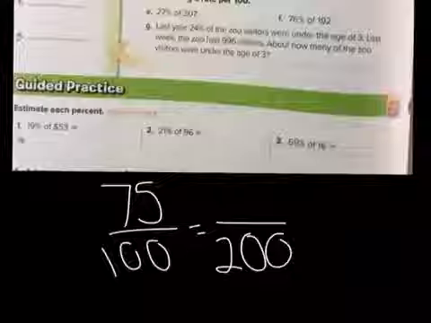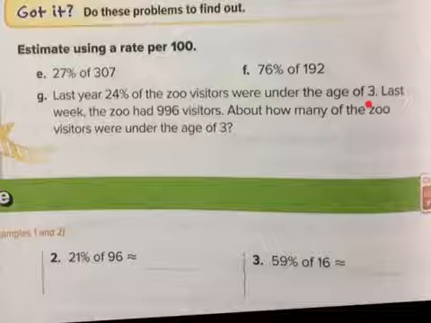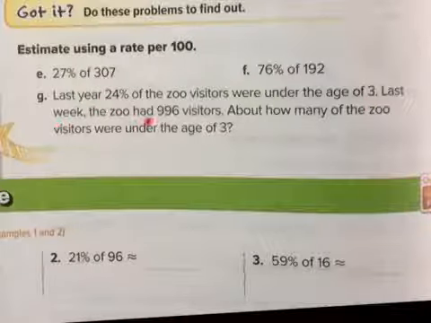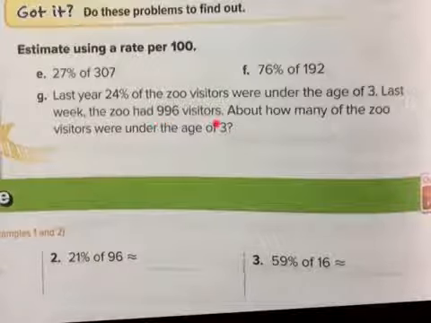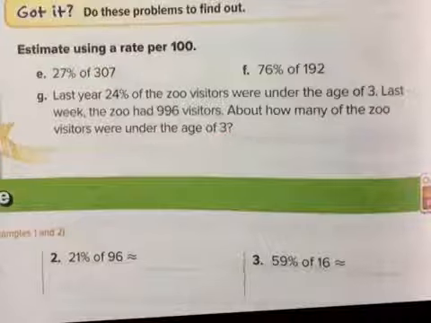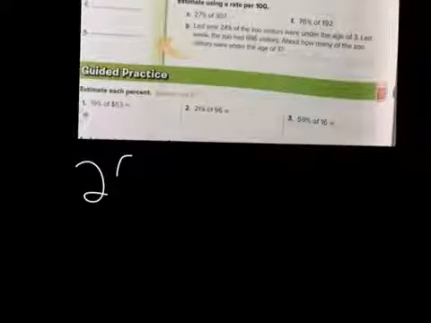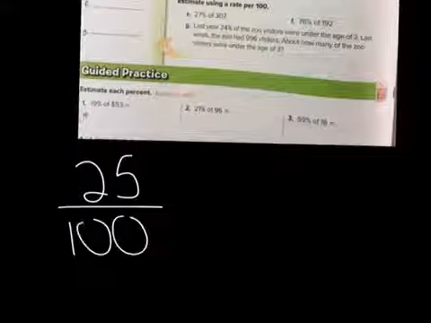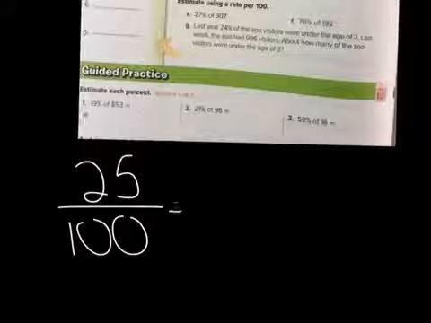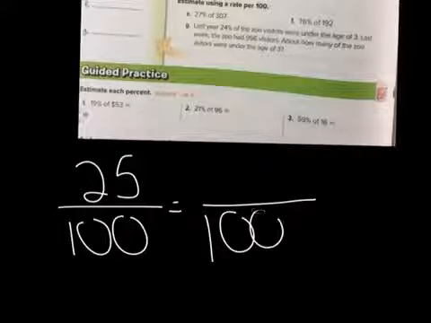Okay, let's do G. Last year, 24% of the zoo visitors were under the age of 3. Wow, 24%, almost 1/4. Last week, the zoo had 996 visitors. That's almost 1,000, isn't it? About how many of the zoo visitors were under the age of 3? Again, I'm going to take this 24% and make it 25, 25 out of 100, right? 25%. And I'm going to take this 996 and make it into 1,000 because it's so close, right?